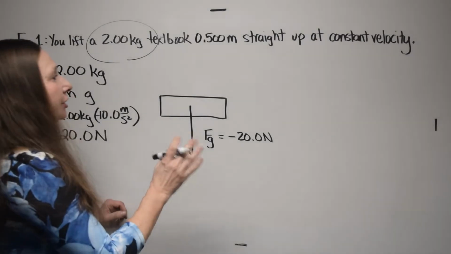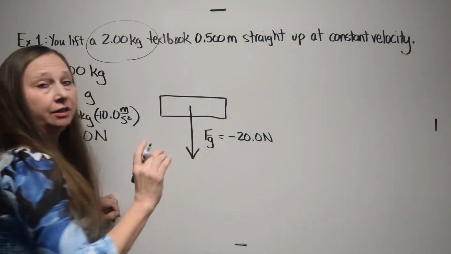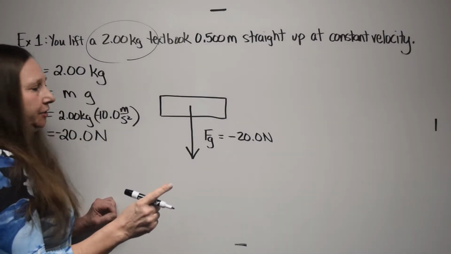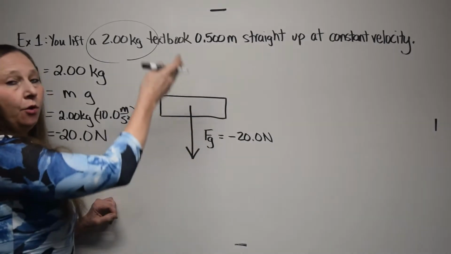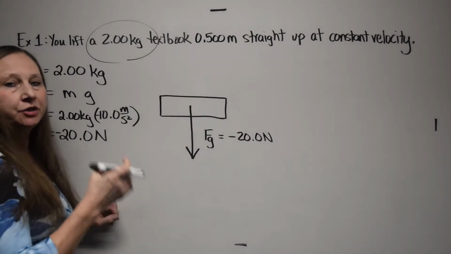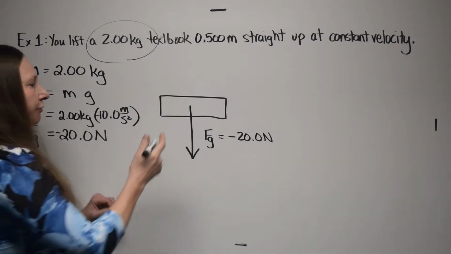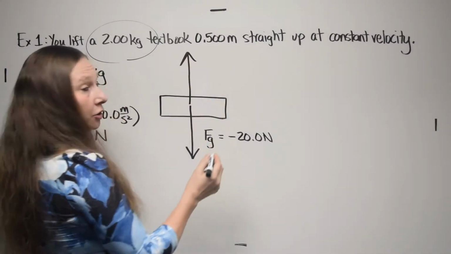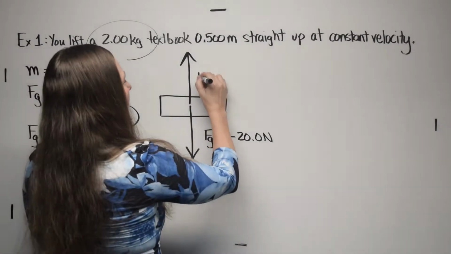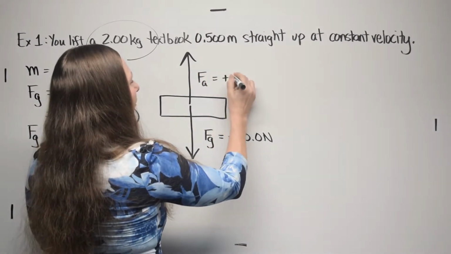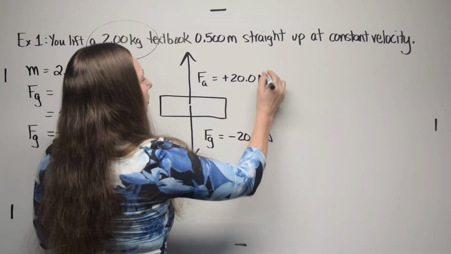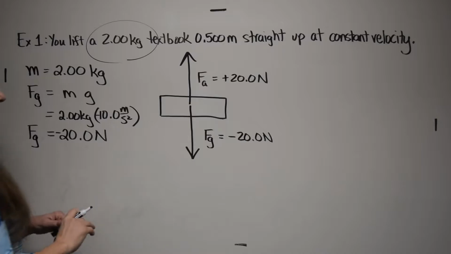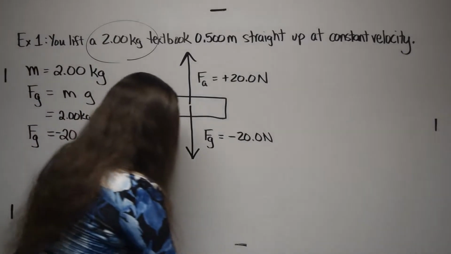Now, since the book is moving at a constant velocity, Newton's first law applies, and we know that the net force in the direction that it's moving must be 0. Therefore, we know that the applied force on the book is also 20 newtons. So F applied is therefore positive 20 newtons. All right? Now, the displacement is straight up.